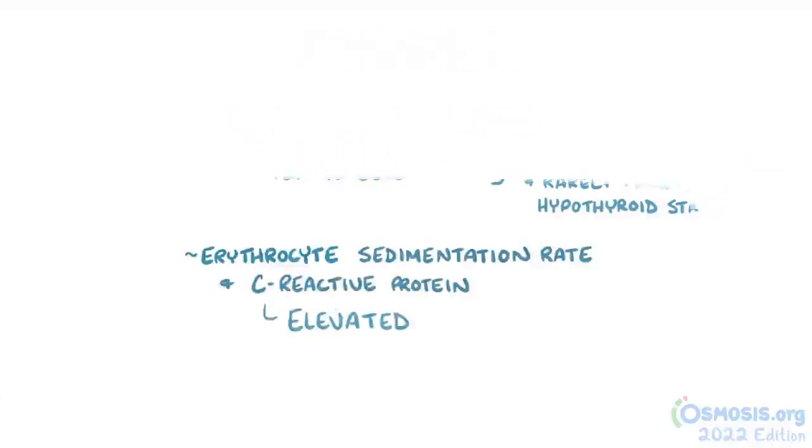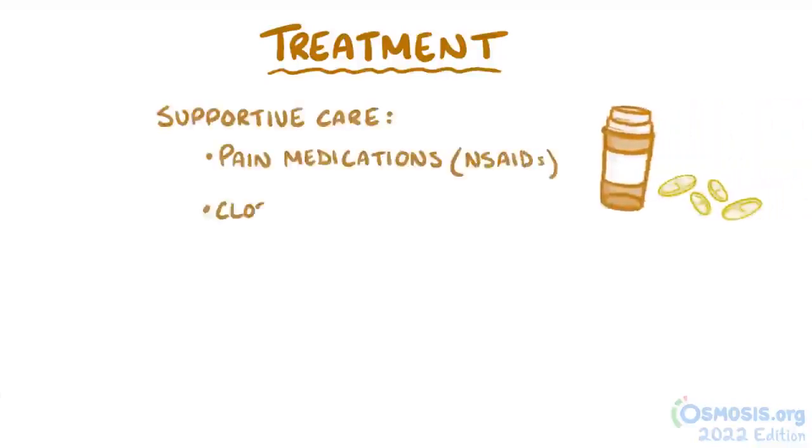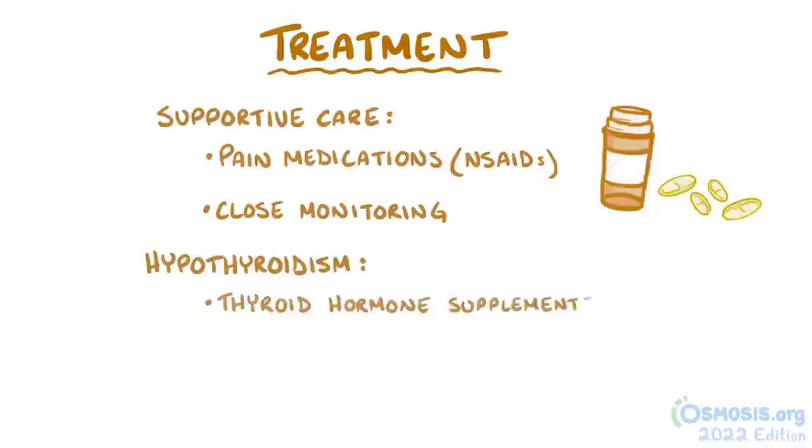Since subacute granulomatous thyroiditis generally resolves on its own, treatment requires supportive care with pain medications such as non-steroidal anti-inflammatory drugs, but close monitoring with thyroid function tests is important so that if hypothyroidism develops, thyroid hormone supplements can be administered.